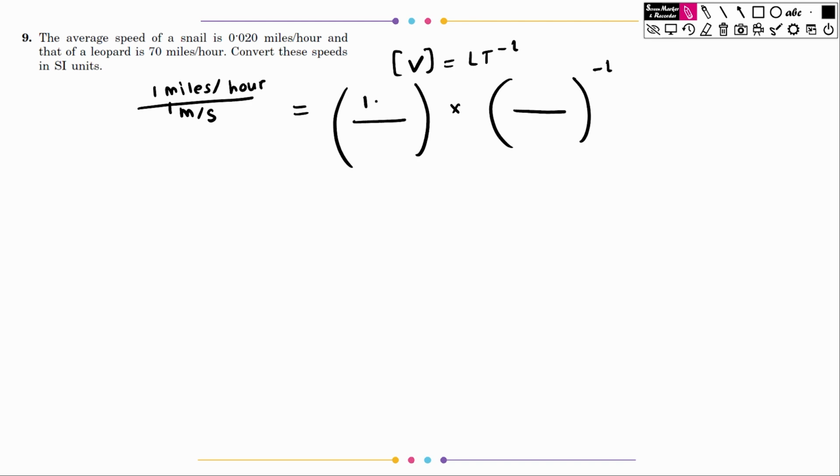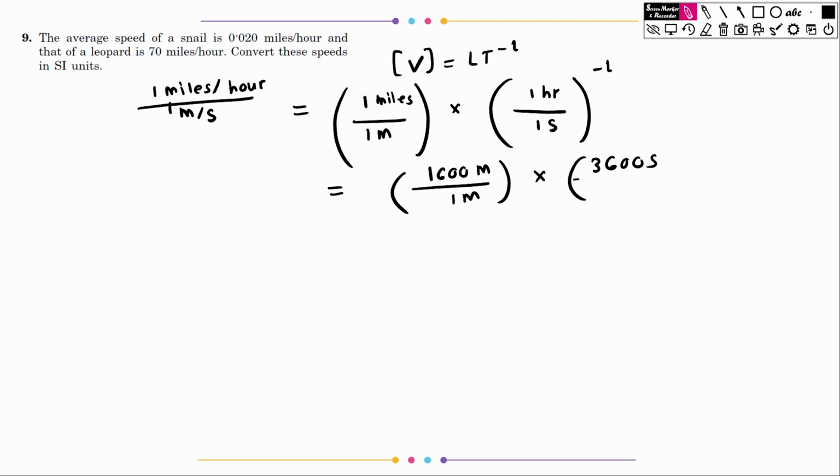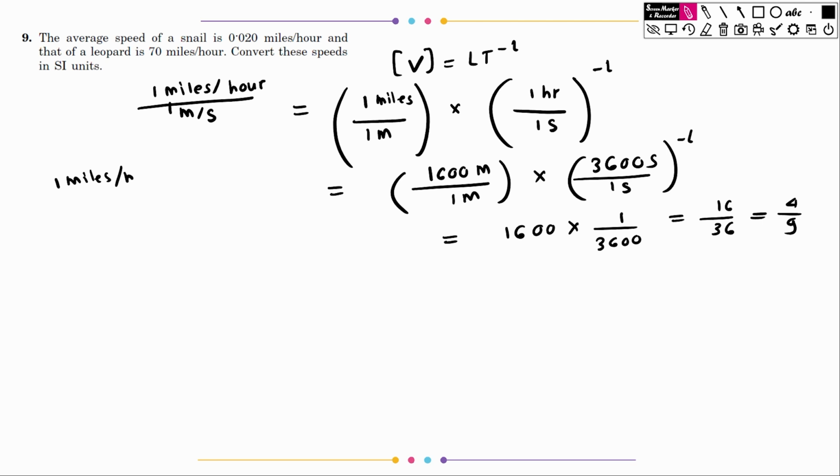So on top it will be 1 mile, then 1 hour, and down it will be 1 meter and 1 second. Now we can write 1 mile as 1600 meter divided by 1 meter, and 1 hour is 3600 second divided by 1 second to the power minus 1. Therefore, we can write 1600 into 1 by 3600, that is 16 by 36, that is 4 by 9. Therefore, the relation is 1 mile per hour is equal to 4 by 9 into 1 meter per second.